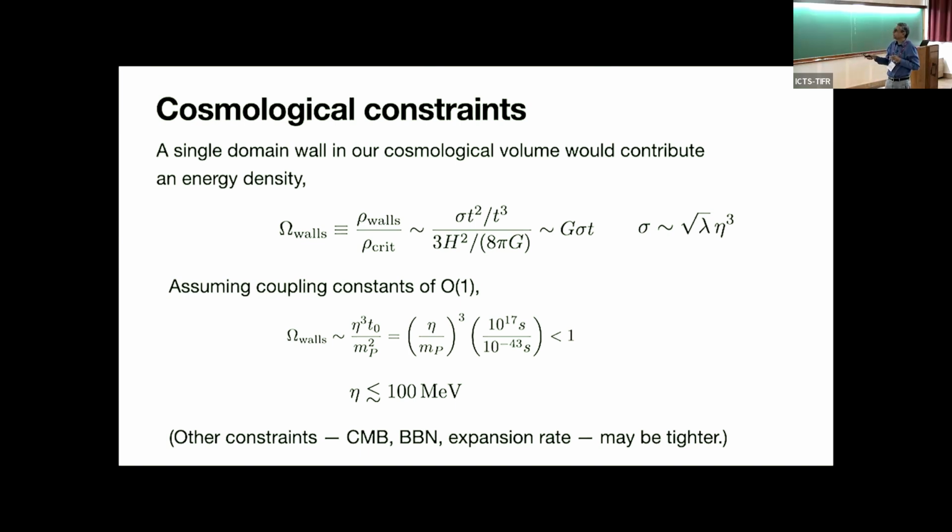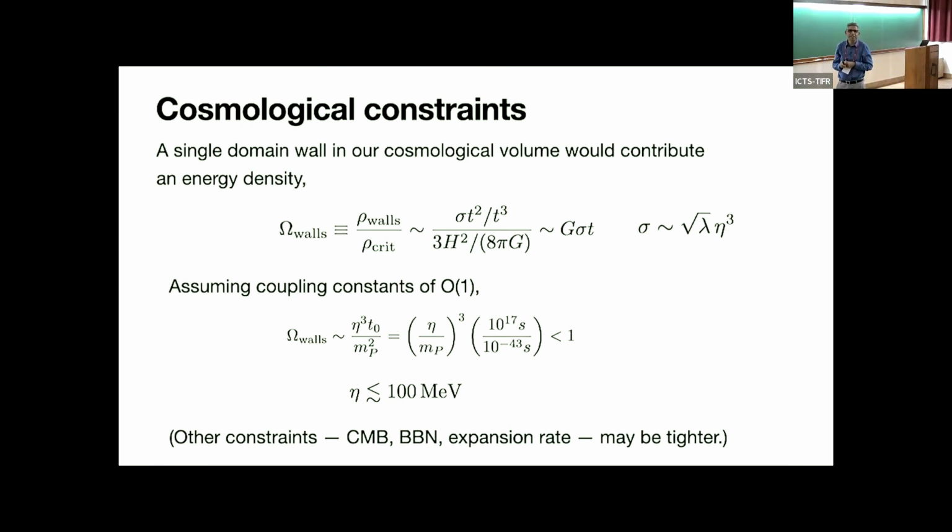When you estimate this, it comes out to be G sigma times time. Sigma, remember, is the wall tension. And if you assume that lambda is order 1, and you require that the energy density, the ratio omega in walls, is less than 1, then what you find is that this eta, the scale at which the symmetry breaks, should be less than 100 MeV.